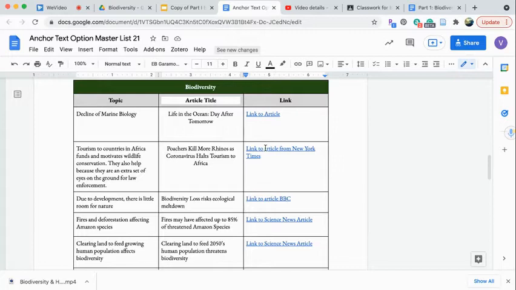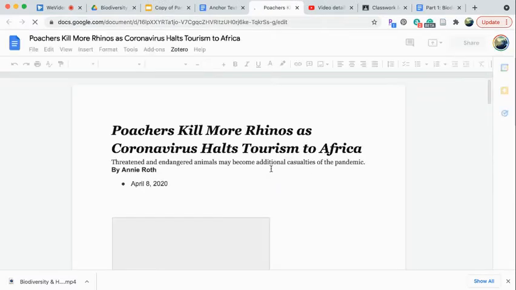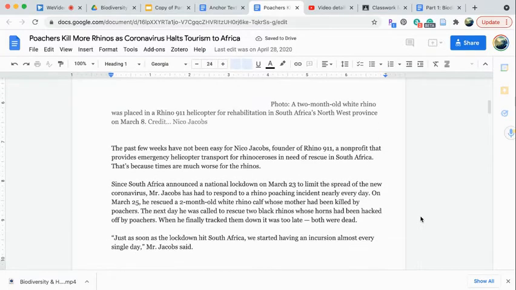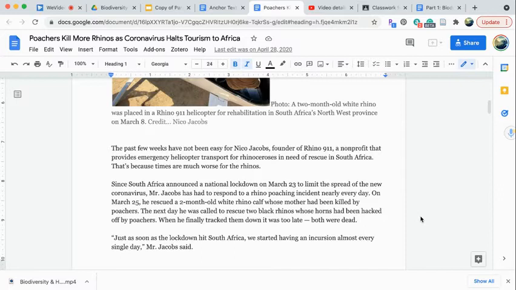So this one's talking about tourism to countries in Africa funds and motivates wildlife conservation. They also help because they're an extra set of eyes on the ground for law enforcement. The article title is Poachers Kill More Rhinos as Coronavirus Halts Tourism to Africa. So let's look at what the problem might be. So the first paragraph is talking about somebody who founded Rhino 911, which does emergency helicopter transport for rhinos in need of rescue in South Africa.